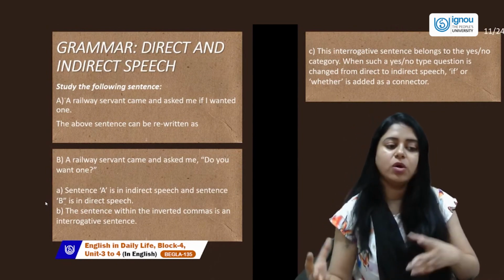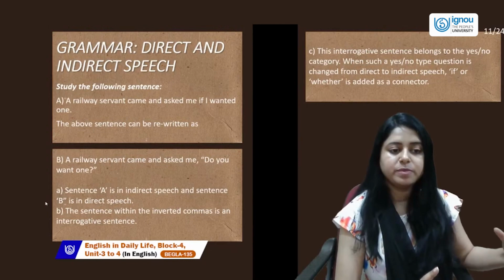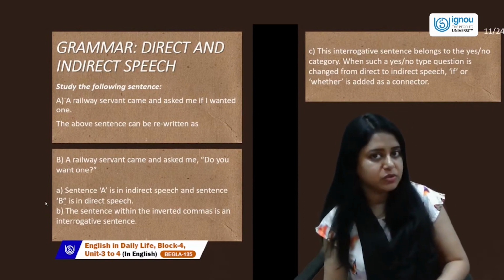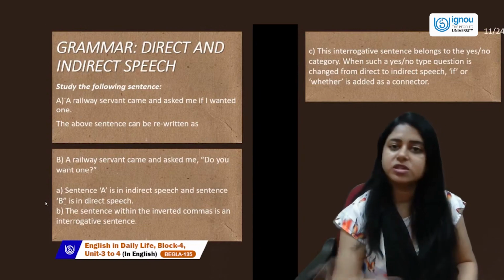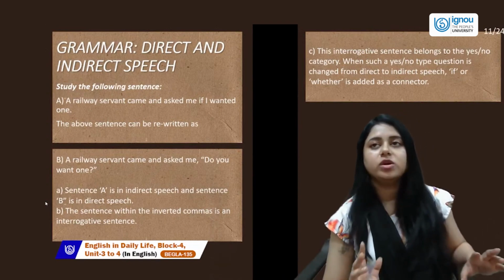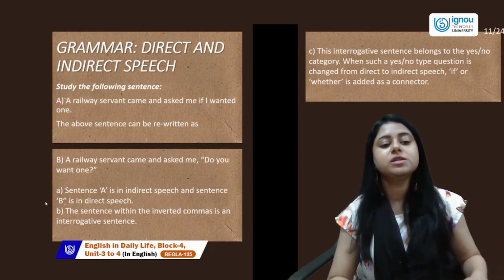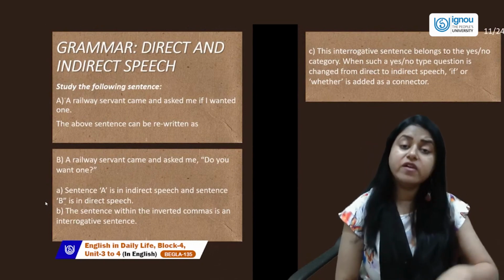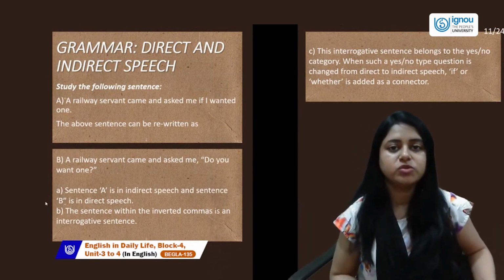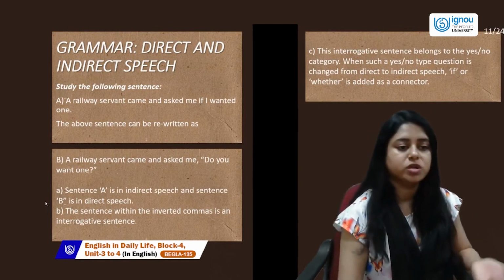This is direct speech. So he obviously said it in the present tense. In the first half, you're using the past tense: the railway servant came and asked me. But because you are directly quoting the person who said this, you are using the present tense because he said it in the present tense. So whenever we use double quotes, we are exactly quoting the person. Do you want one? Now, if we have to write it in indirect form: a railway servant came and asked me if I wanted one. There are no double quotes, there is no direct quoting of the person who said that. You are telling it in your own words, so it is not in the present tense now. If I wanted one.